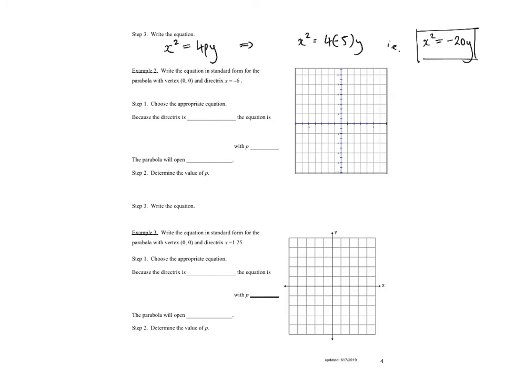Example 2 is similar, but they haven't given us the full graph this time. They've just told us where the vertex is and where the directrix is. So the vertex is at the origin, and the directrix is the line x equals -6. So let's throw that on there.